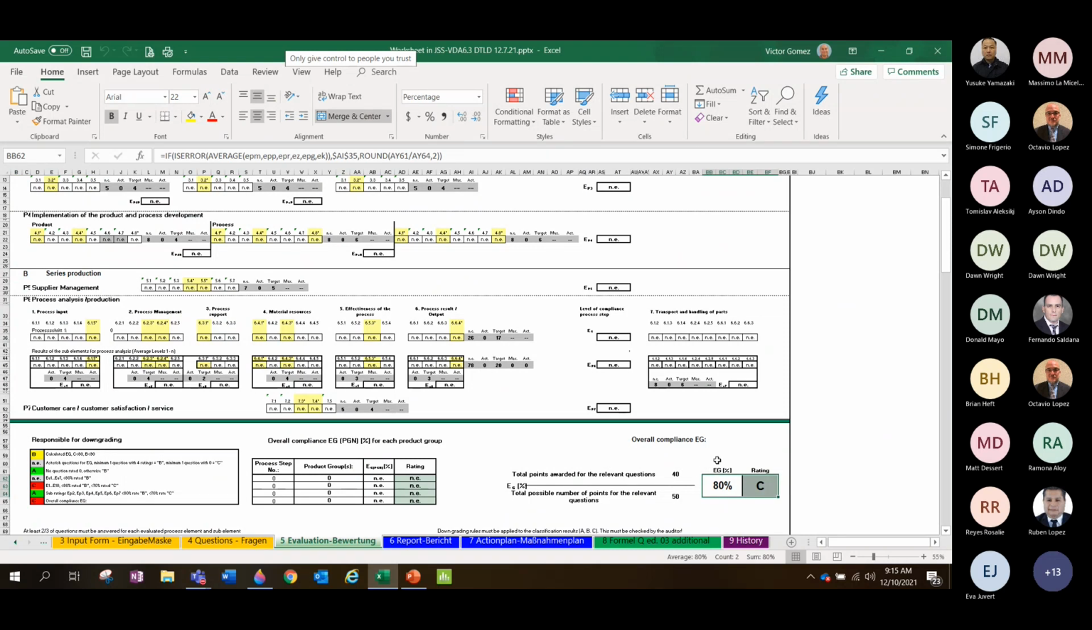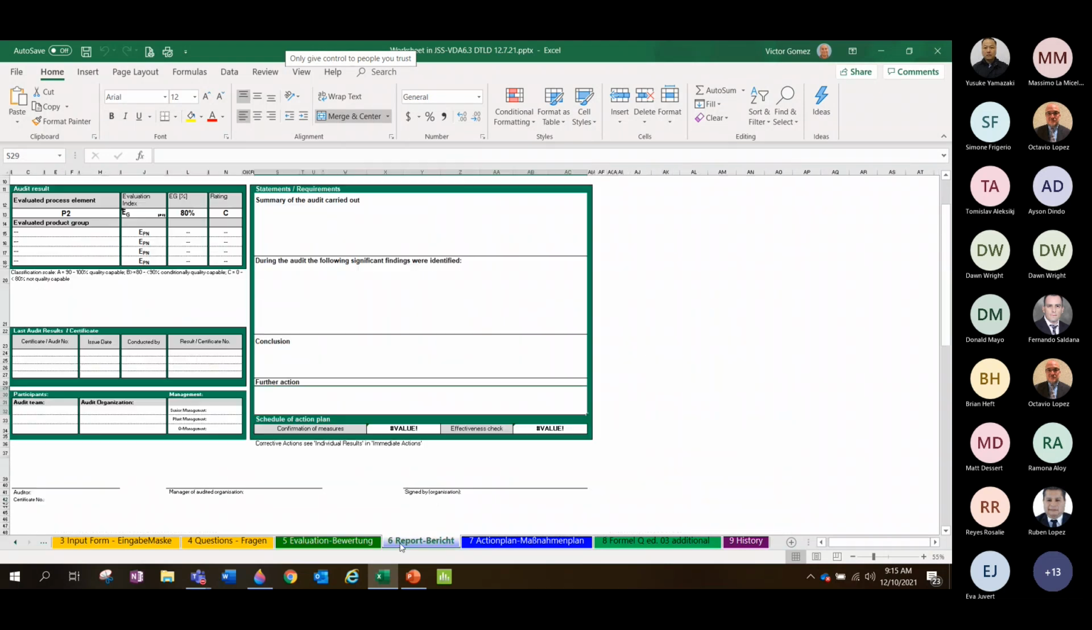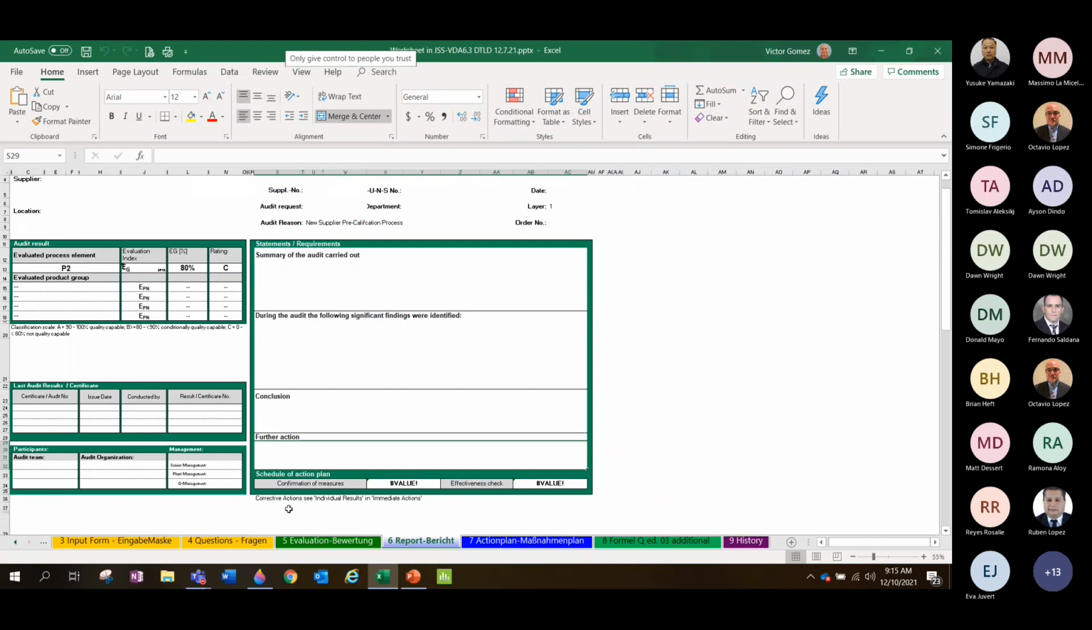Now, as soon as we are done with the audit, that means that we have a result of 80% with C. That's what I was telling you, right? In order for a classification change, it has to be B with 85. So you gotta pay special attention to the rating plus the percentage. This is our evaluation, and then we have the overall report.